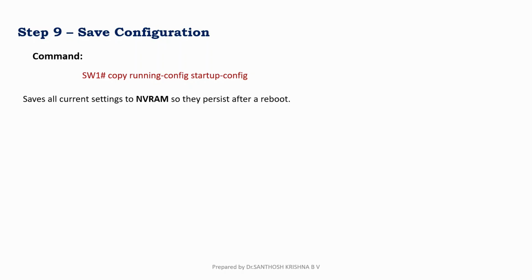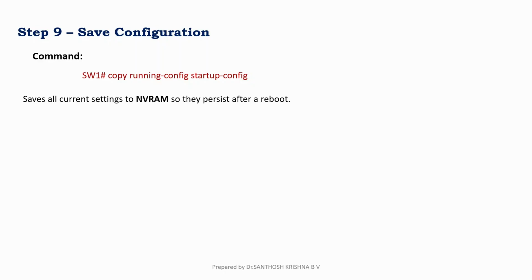In addition to this, we can also do VLAN configuration, and we can also give IP addresses. All those things we'll see when we are doing the hands-on session. Now all these 8 steps are done, so I need to save everything. For that, it is a very simple command: copy running-config startup-config. It will save all the current settings so they will persist after a reboot also.